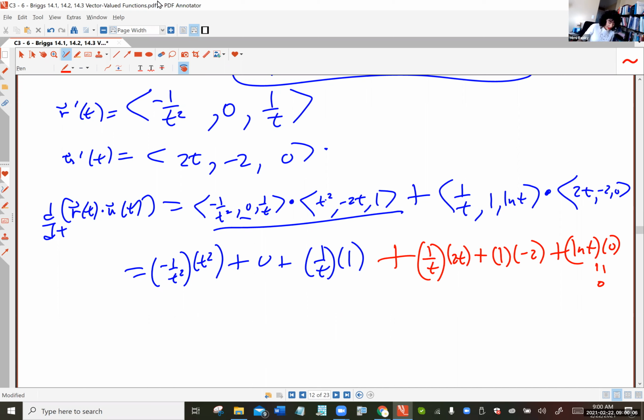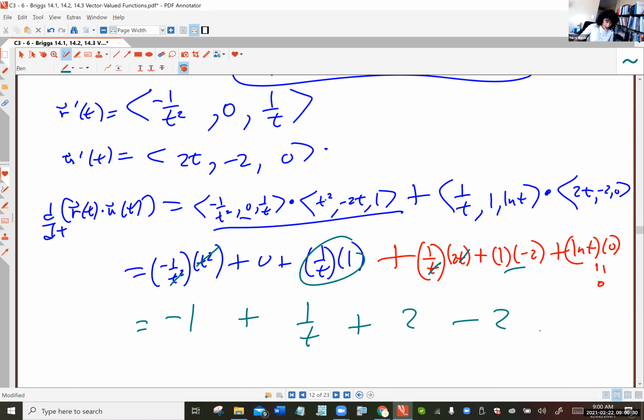And then if I clean this mess up, I'm going to get a scalar function. Let's see, this reduces to negative 1. Oh, that's really nice. What else do we have here? Let's see, plus this is 1 over t, plus this one reduces to 2. And then this one is minus 2.